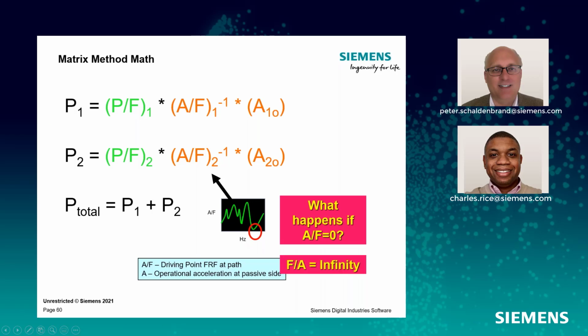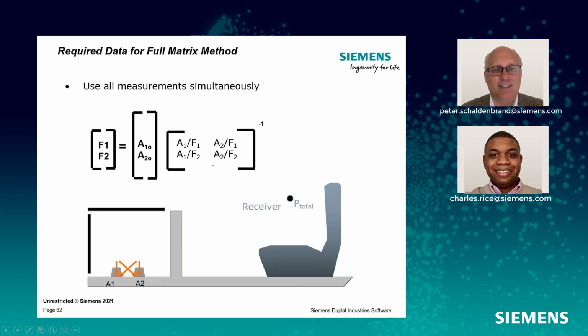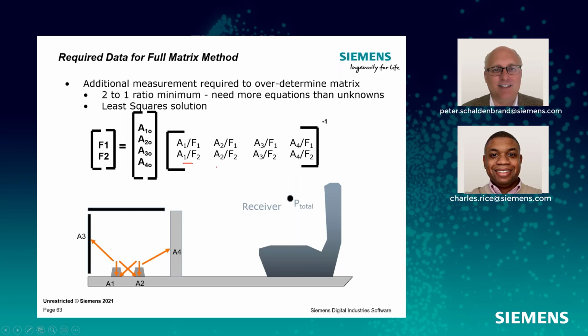So that's where this word matrix comes in. Rather than relying on a single FRF per path, what we'll do is we'll take a whole matrix of FRFs and the operational accelerations. We'll flip the entire matrix to come up with the forces. And our hope is, if I look at this FRF, for example, let's say it goes to zero at a certain frequency like this.